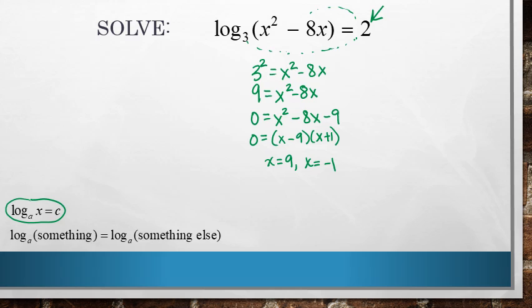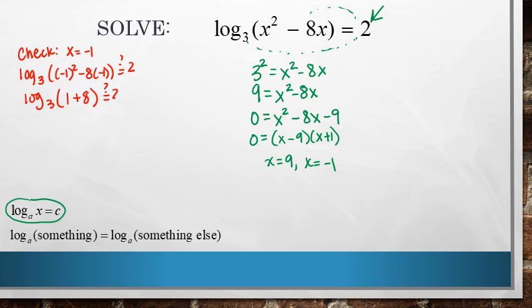Now I need to actually check these. And again, when you check, you always go to the original formula. So let's first check x equals negative 1. So this gives me log base 3 of negative 1 squared minus 8 times negative 1. Does that equal 2? Log base 3 of negative 1 squared is 1. Negative 8 times negative 1 becomes a positive 8. So I get log base 3 of 9. Does that equal 2? And the answer is, so 3 to what power is 9?